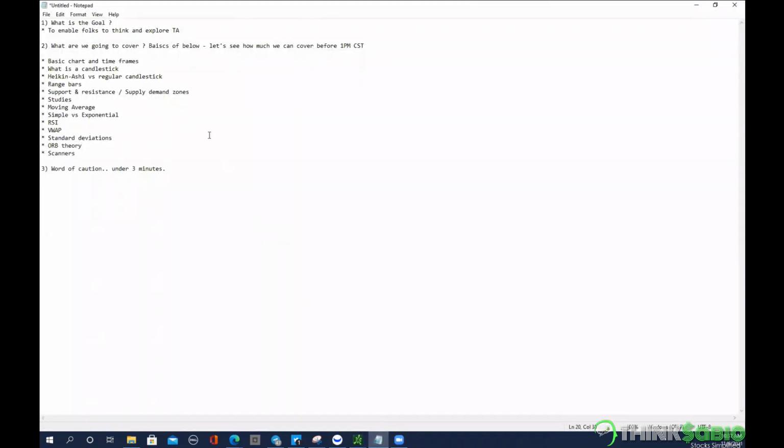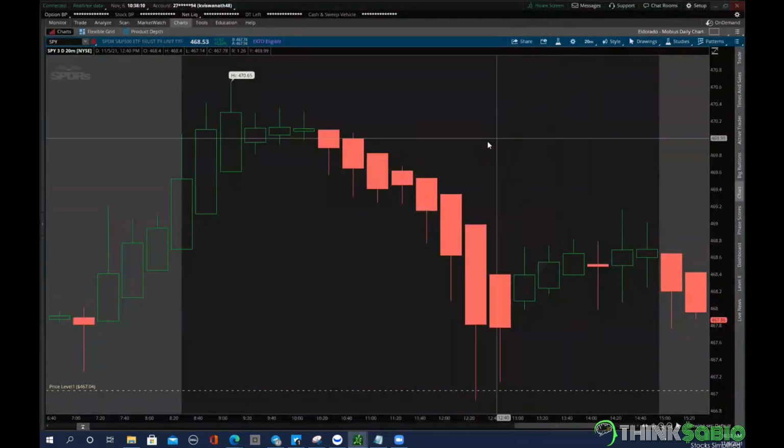So let's look at our schedule now. We looked at the basic chart, we looked at the time frames, we looked at the candlestick, and what is the open and what is the close of a candlestick and how it is determined. We looked at Heikin-Ashi versus regular candlestick. Before I go to range bar, I just want to show you one small thing, and why switching from 1 minute candlesticks or 1 minute range to a higher range is really helpful in your trading journey.